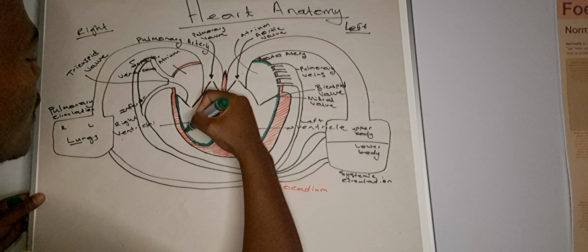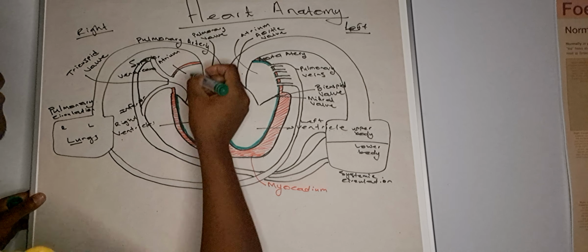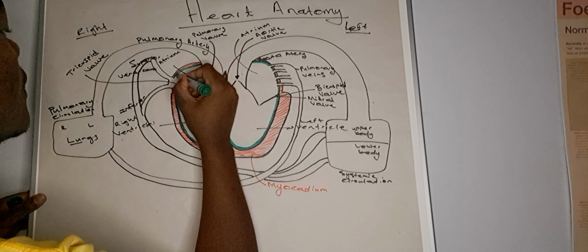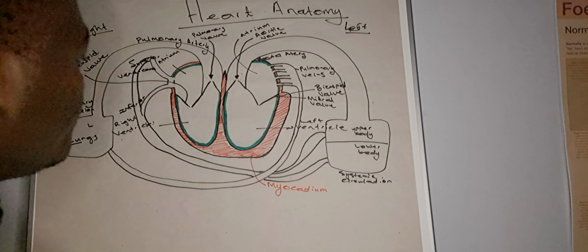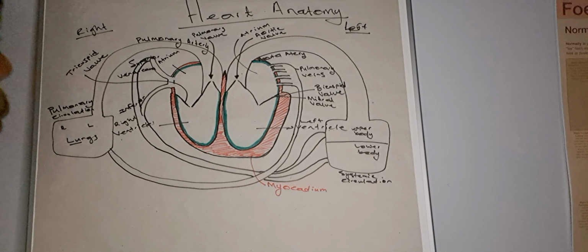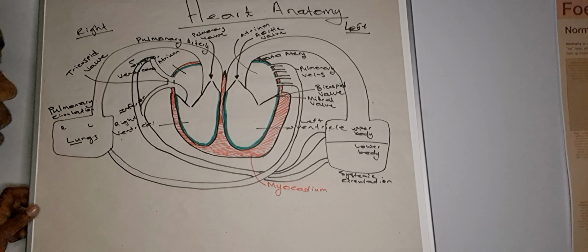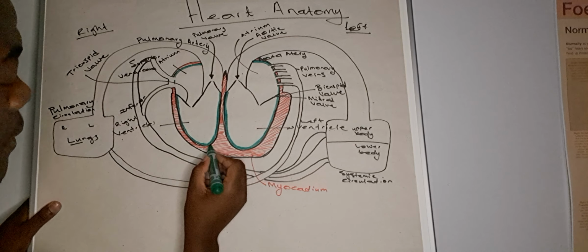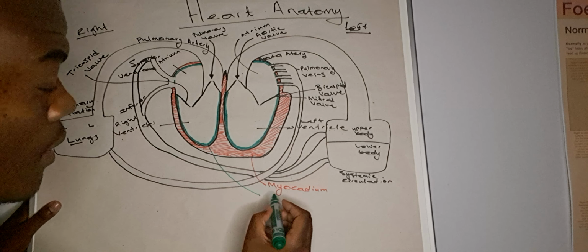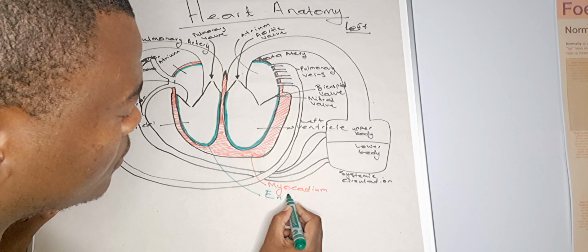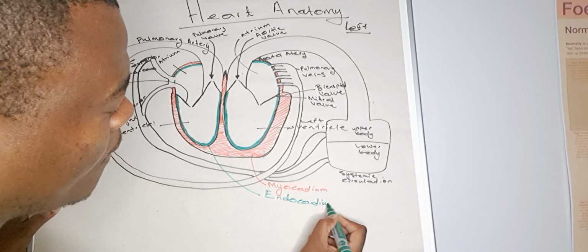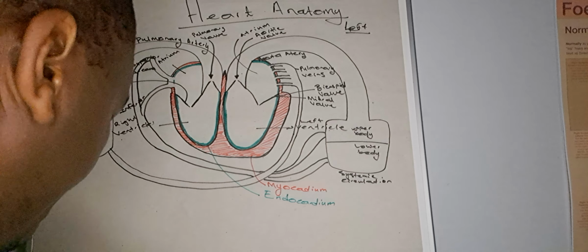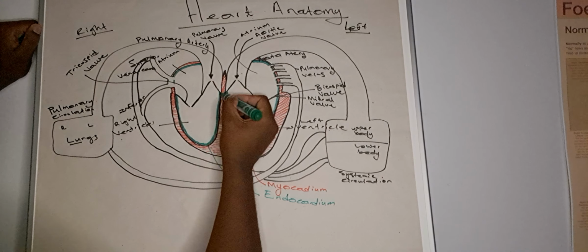My drawings are not perfect, but you can see what is happening. That is all that matters. What is the name of this layer that is inside? The name of this layer, we call it endocardium.